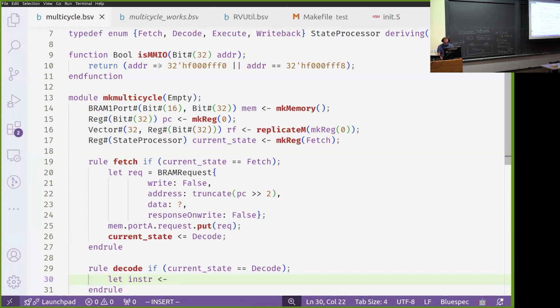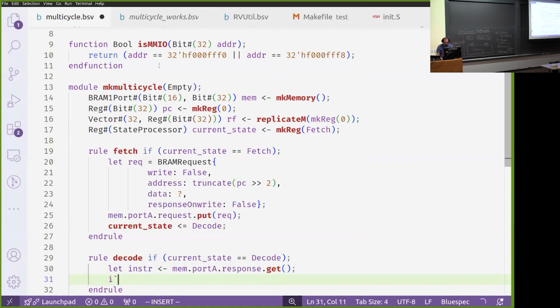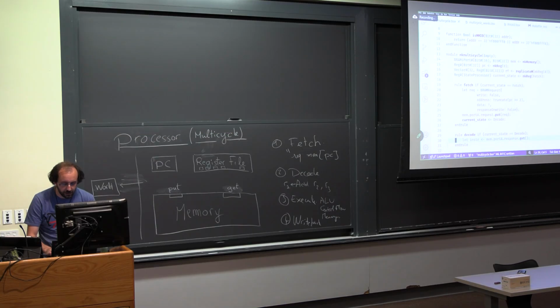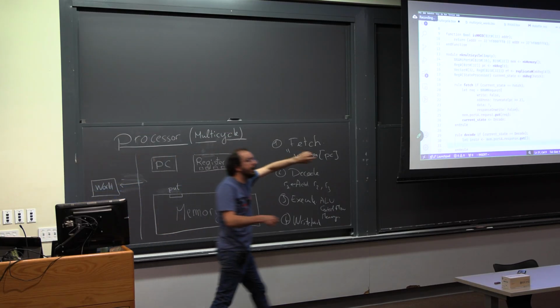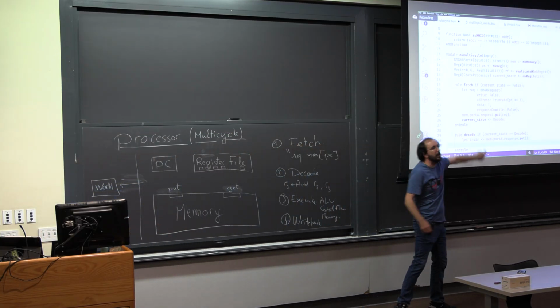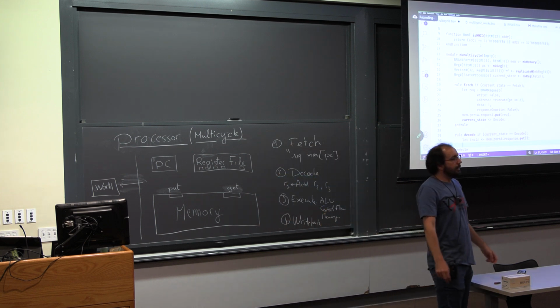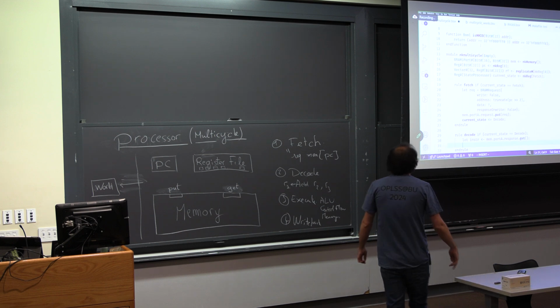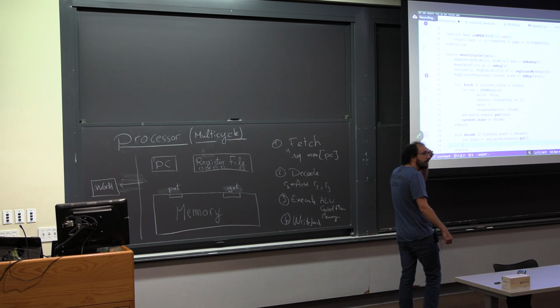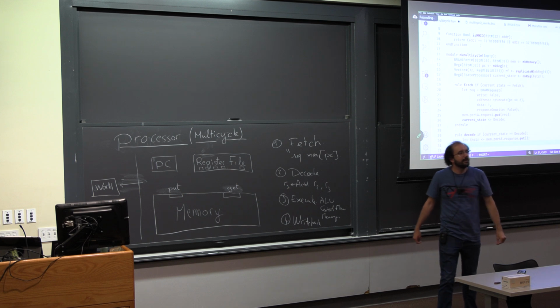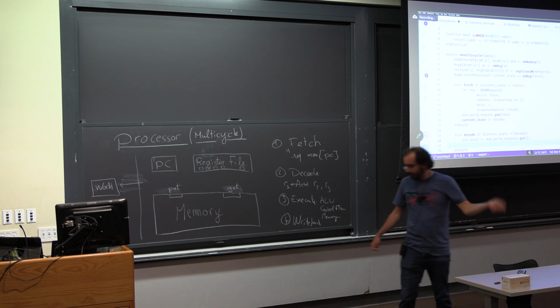And so there is a method called mem.porta.response.get. What this does is both conceptually calling a DQ method and calling a first method, and binding the first value to inster. Yes? Is it guaranteed that the response will be ready? Because I would have expected that in the condition for decode, we would add something like, well, yes. The memory response is ready.